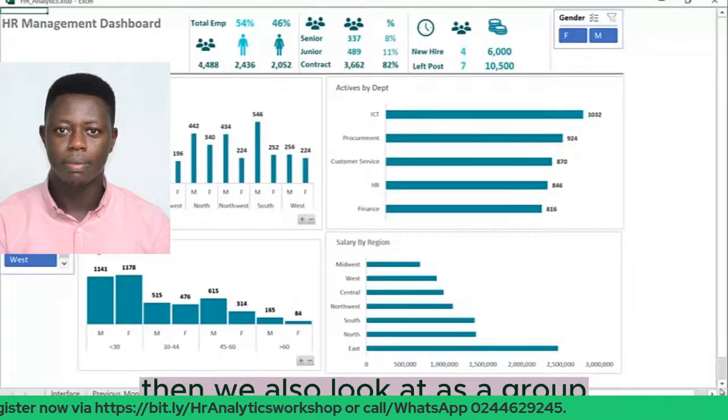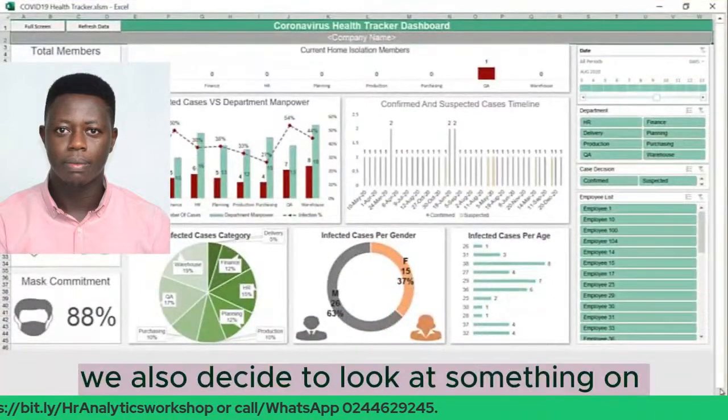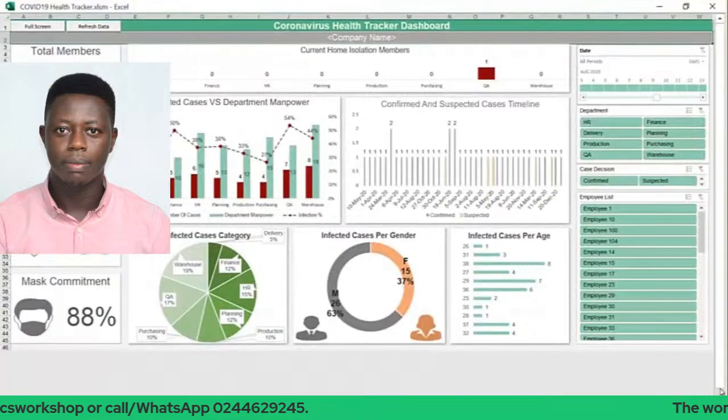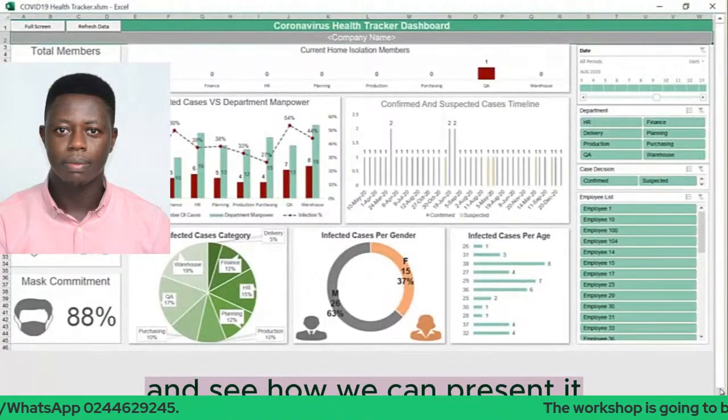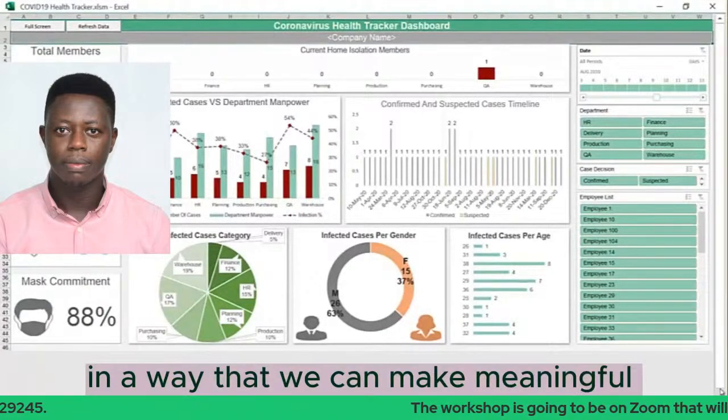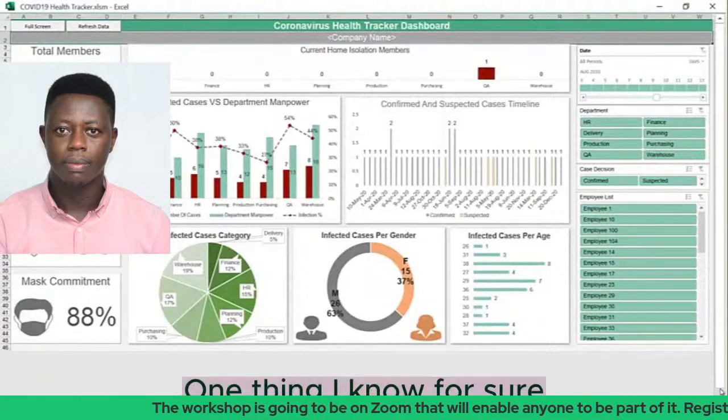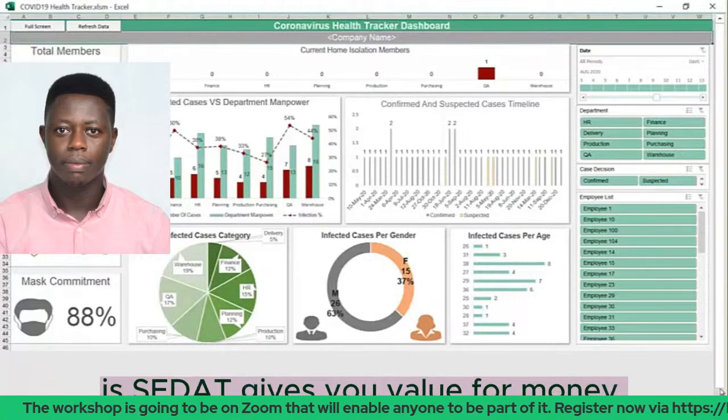Then, as a group, we'll also decide to look at something on COVID and see how we can present it in a way that we can make meaningful decisions out of it. One thing I know for sure is that it gives you value for money.